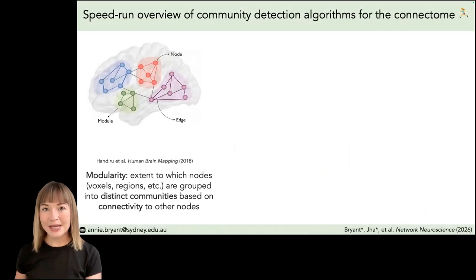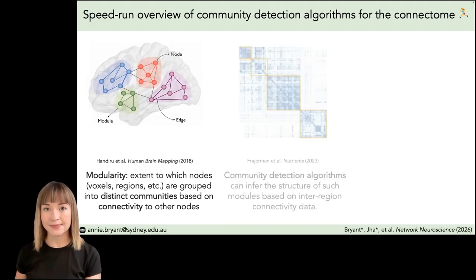The core idea for this paper rests upon community detection algorithms, which leverage principles from graph theory and network science to characterize the inherent architecture in the brain's connectome, be it structural or functional. And this is specifically a graph theoretical method based around modularity in the human brain, meaning the extent to which nodes, which could be regions or voxels, are grouped into distinct communities based on their connectivity to other nodes.